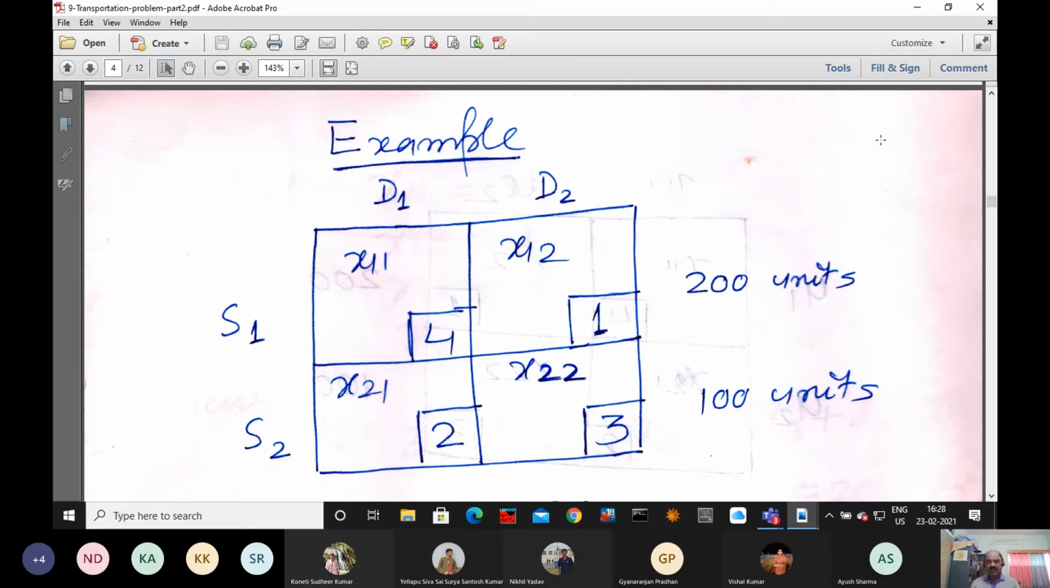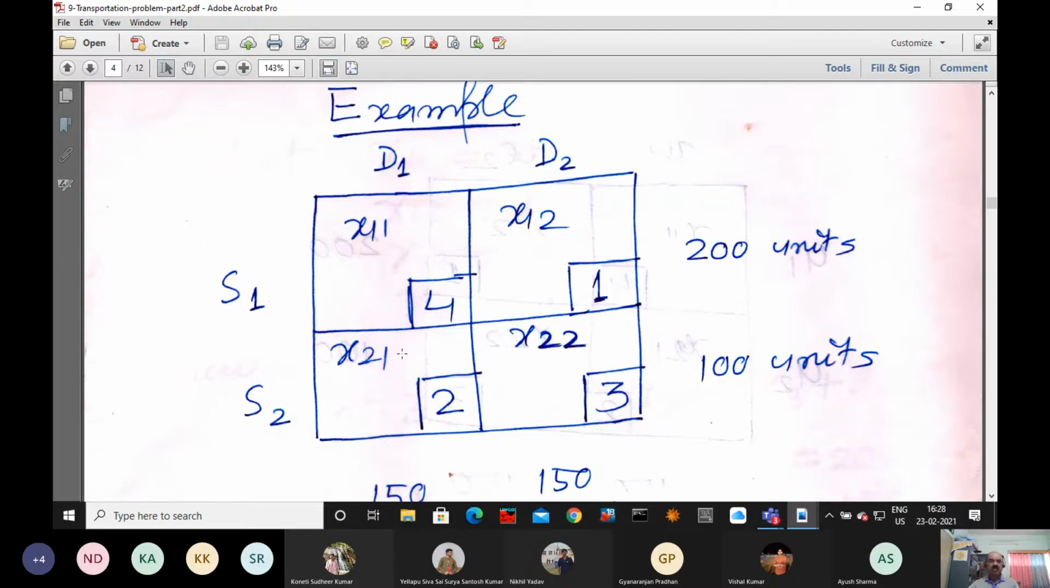So if we can learn something from this, then we will go for a bigger problem. So this is a small transportation problem. There are two sources, S1, S2, and what is the amount available at source 1? Amount of product available 200 units. At source 2, amount of product available 100 units.